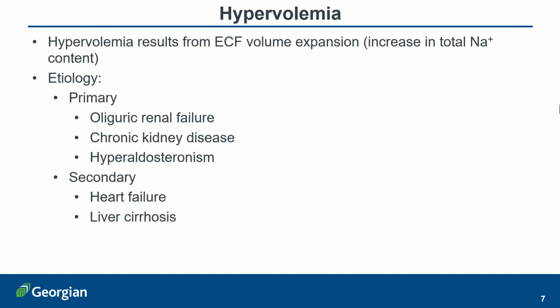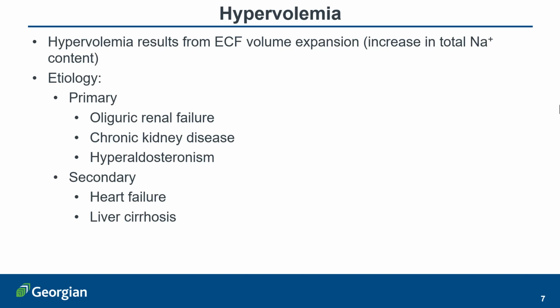Hypervolemia, on the other hand, results from ECF volume expansion, and that is the total increase in sodium content in the body. The etiologies are primary or secondary. Primary is mainly due to oliguric renal failure and chronic kidney disease. Another cause could be hyperaldosteronism. As we recall, aldosterone increases sodium reabsorption in the DCT and thereby increases water reabsorption as well. Secondary causes of hypervolemia include heart failure and liver cirrhosis.